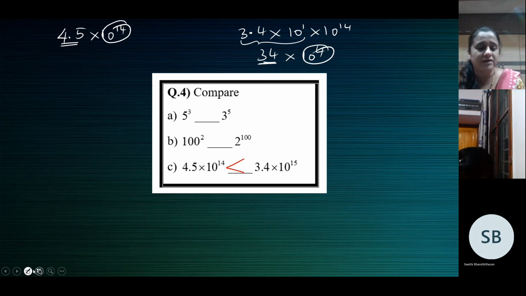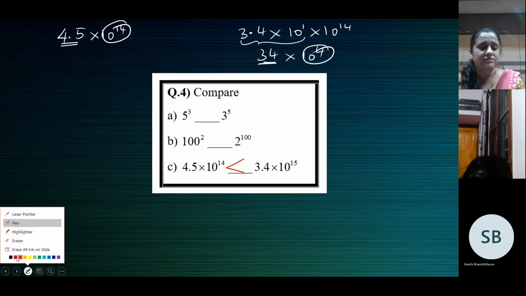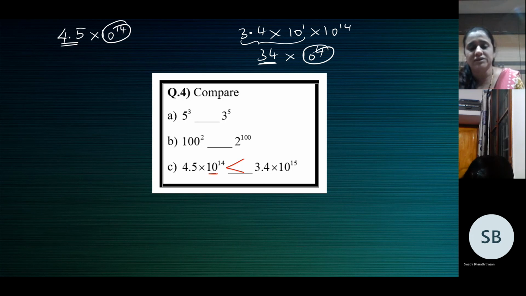The procedure or the idea is, since we have 10 to the power 14 here, we write 10 to the power 15 also in terms of 10 to the power 14. So 10 to the power 14 into 10 to the power 1. Then we multiply these two numbers. We get 34. So now 10 to the power 14 is common in both. So you leave that. You don't compare that. Compare only 4.5 and 34. Whichever is greater is greater. 34 is greater. So you should use this sign.